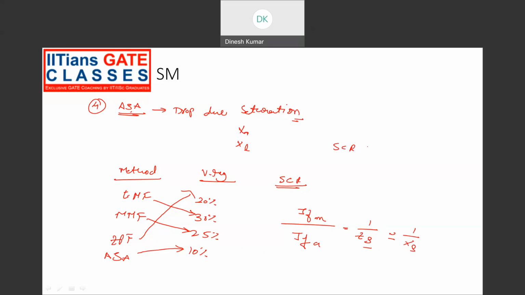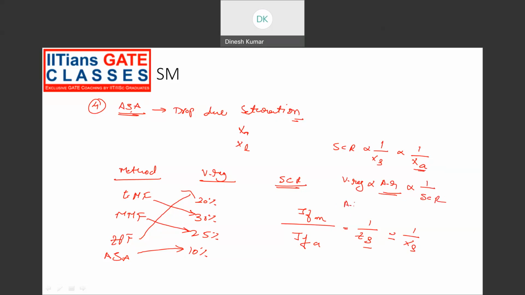So SCR is inversely proportional to XS. This is a summation of XA and XL. So I can write SCR is inversely proportional to XA, which means, so we know that voltage regulation is proportional to armature reaction. Because armature reaction increases, the drop increases, because of which the voltage regulation increases. So armature reaction is proportional to XA. So armature reaction is inversely proportional to SCR.